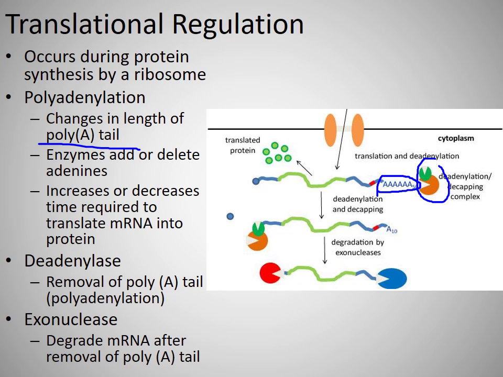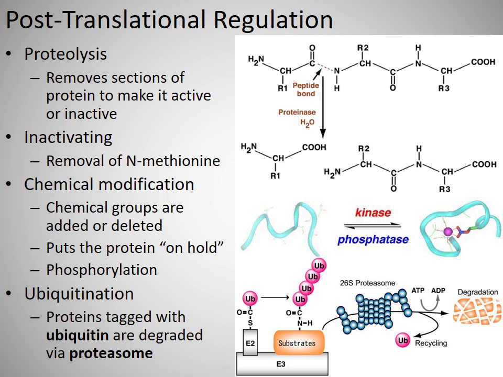Enzymes will degrade mRNA after it has been translated. Deadenylase is the enzyme that will remove the poly A tail. And again, the exonuclease will degrade the mRNA after the poly A tail has been removed. Again, the length of the poly A tail will determine how long the mRNA transcript will be translated in the cytoplasm.